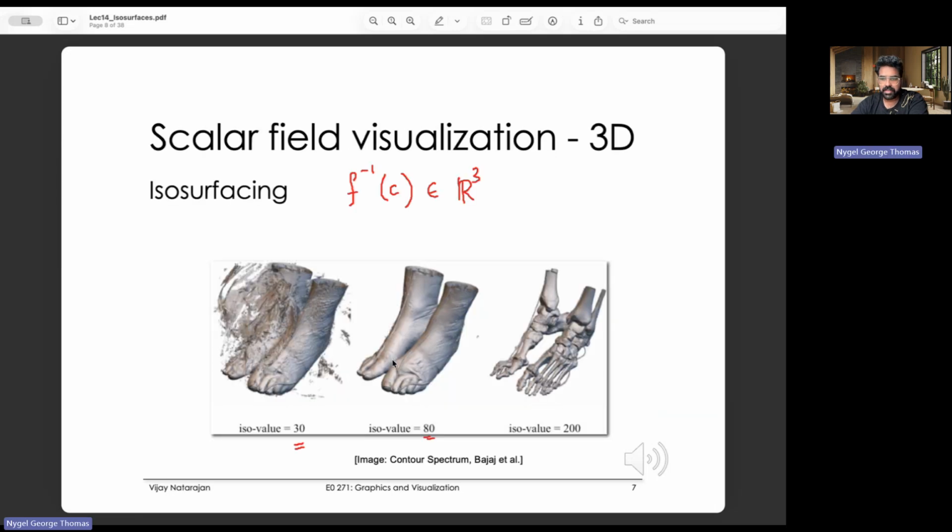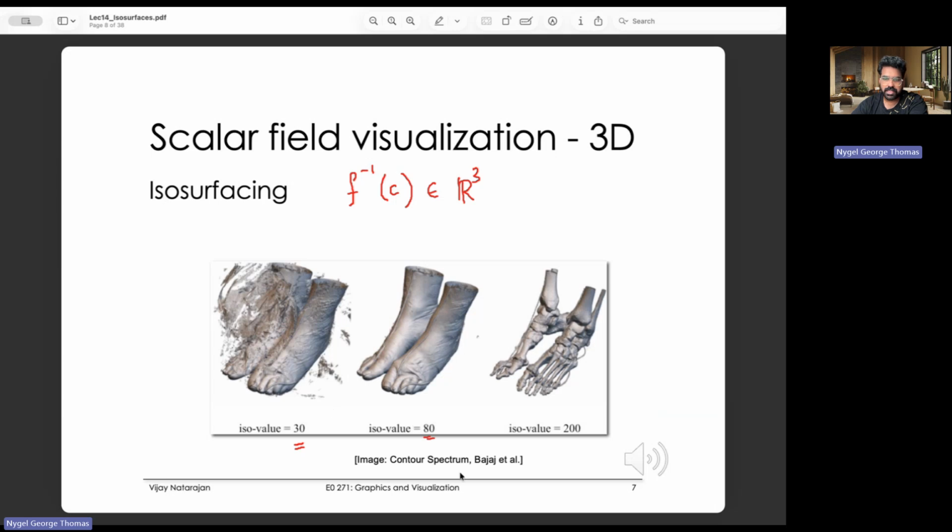Okay. One of the most important ways of obtaining a scalar field visualization is isosurface extraction, which is the 3D counterpart of isocontour extraction, which we discussed in 2D. What we do is find the preimage of the function with respect to some scalar value c, which belongs to R3, and the set of all such points will give you an isosurface. Depending on the kind of object you're interested in, the iso value, the c value, can vary.